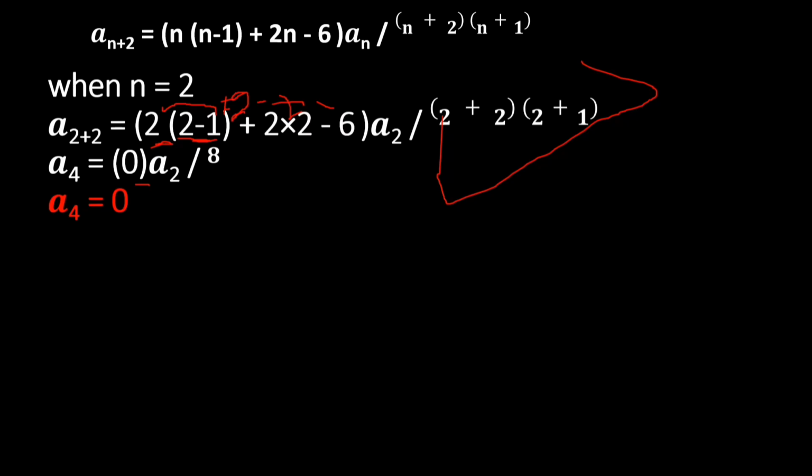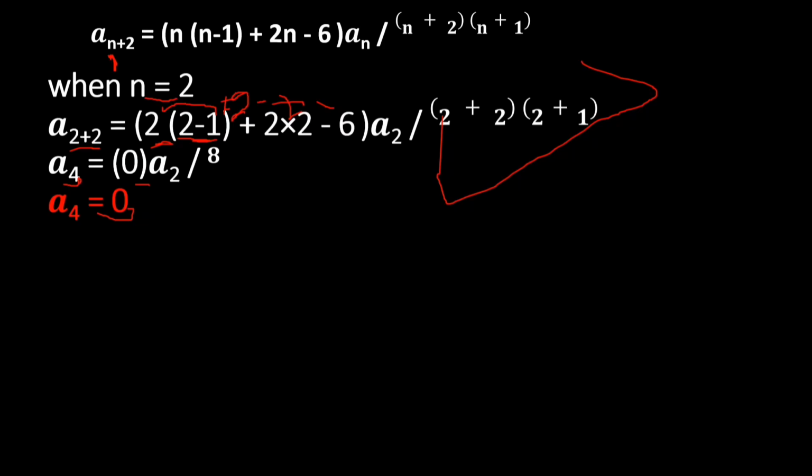But mind you, if you say n equals 2 here, you must replace this one to be 2. So we have our a4, that is 2 plus 2 here will give me 4. So a subscript 4 is equal to 0. Then we said that n is greater than or equal to 2, so we can begin from 2 upward.